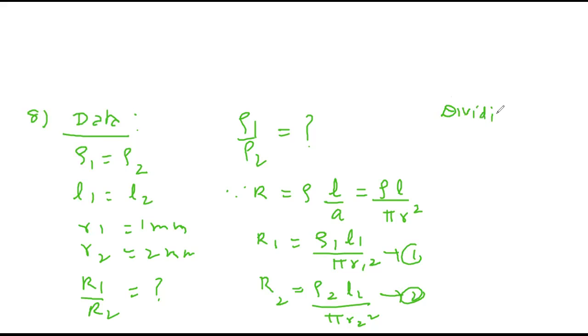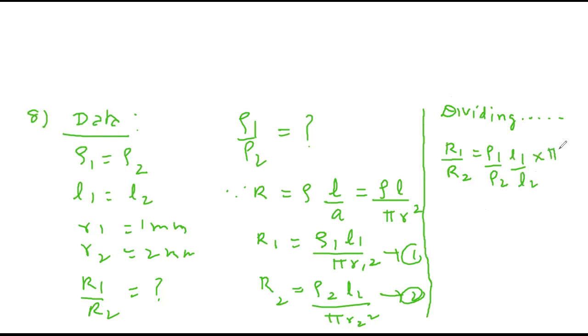Dividing equation 1 by 2 we get R1 upon R2 is rho 1 upon rho 2, L1 upon L2, pi R2 square upon pi R1 square. This line followed? Rho 1 upon rho 2, L1 upon L2. Pi is in the denominator, so it will become inverted: pi R2 square upon pi R1 square. Hello? Yes, sir.